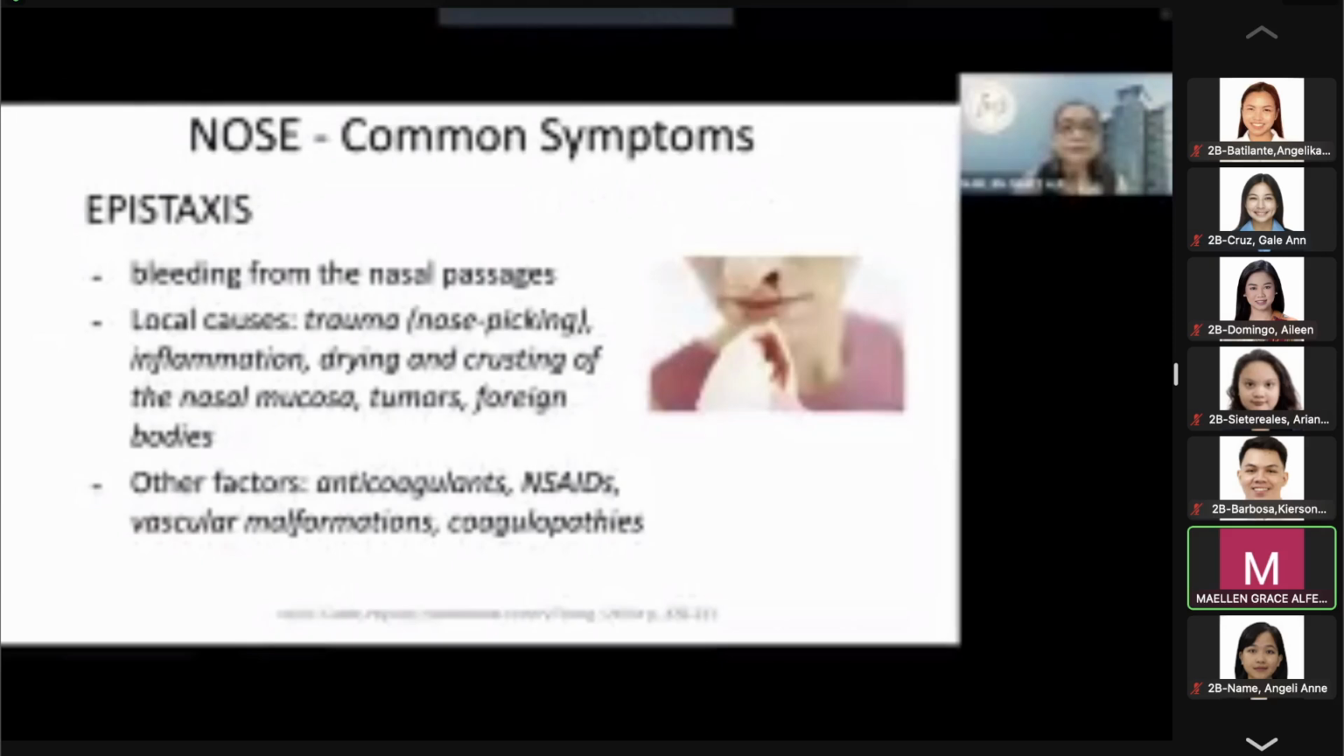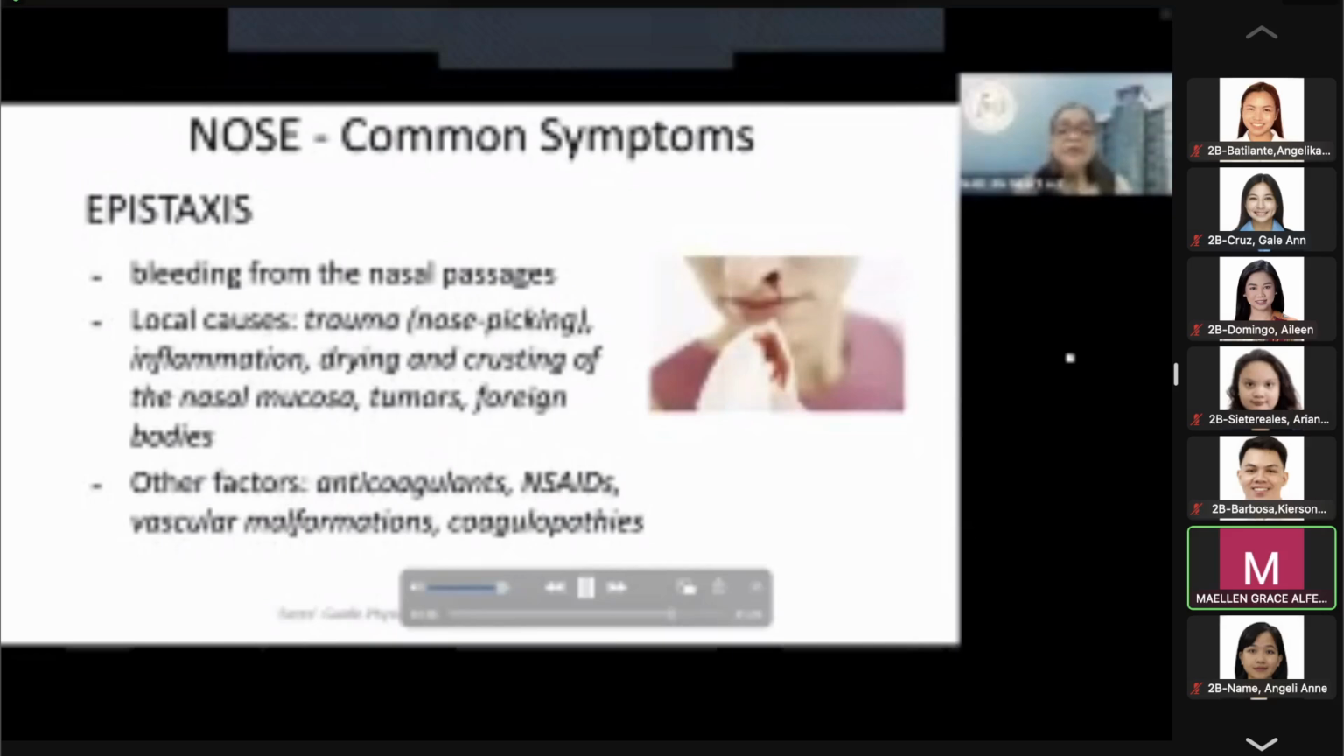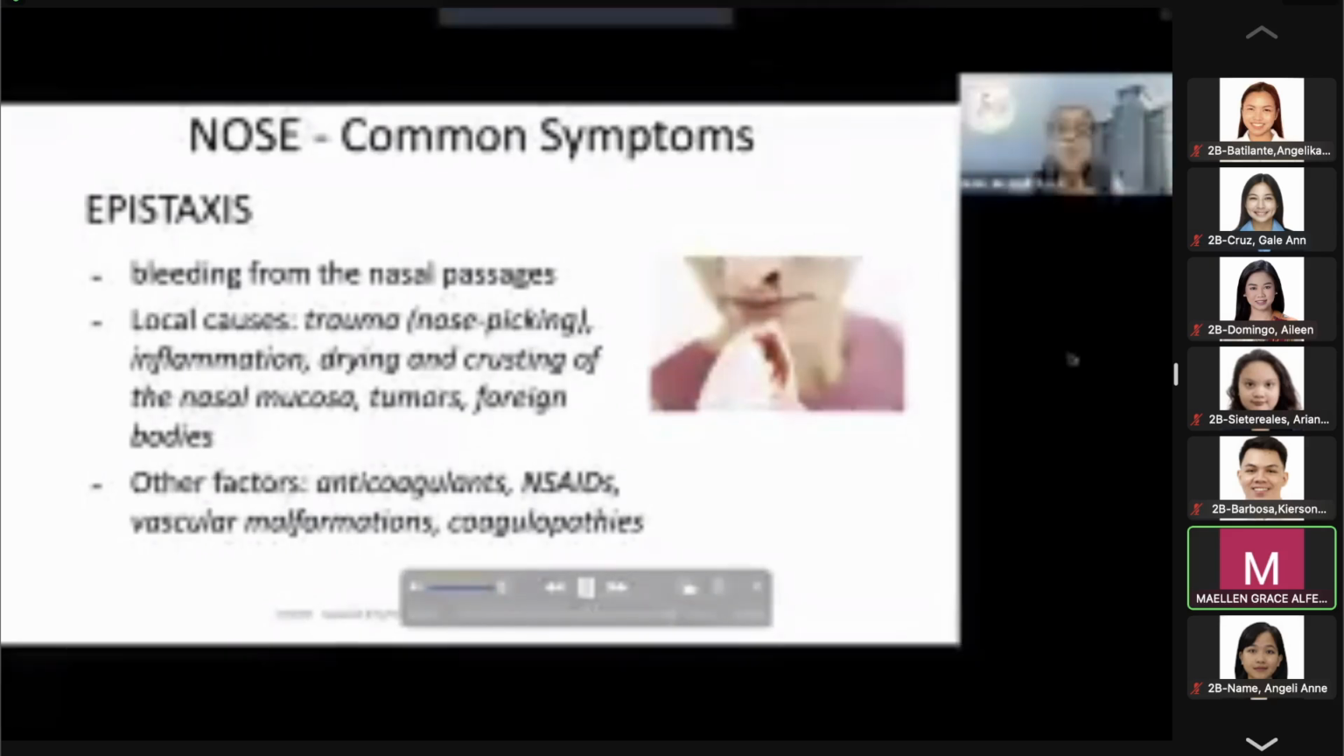Next symptom would be epistaxis. Epistaxis means bleeding from the nasal passages. The most common local causes are the following. Firstly, trauma. So those who keep on picking the nose are prone to have bleeding or epistaxis.